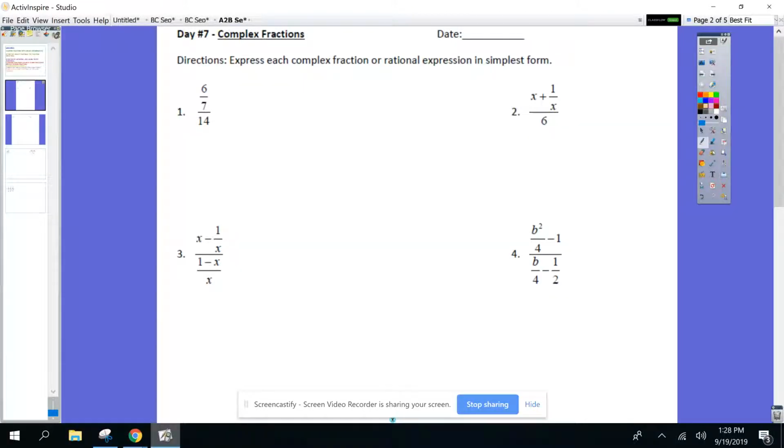We've done all this already. It's just putting it together all in one. What's that symbol for right there? This one right there. That's division, right? Do we know how to handle division? What do I do with this 6/7 on the top? Nothing. I don't do a thing to it.